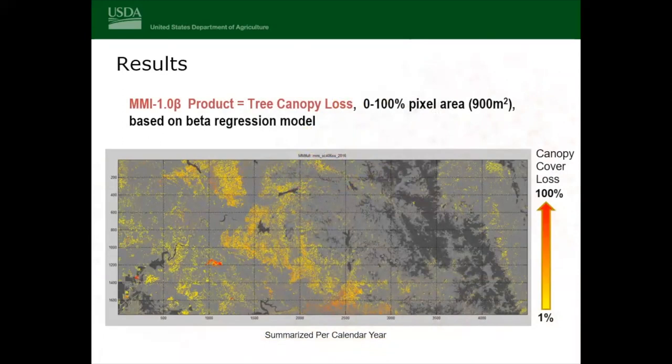Here are the results predicted out at the whole raster scale. This is canopy cover loss across a whole scene in the southern Sierra Nevada, with the highest percentages in red. And we're in the process of creating these outputs for all forested lands in California.